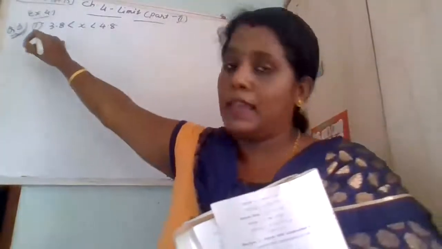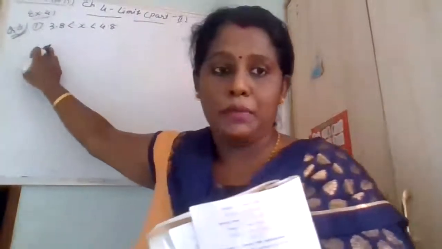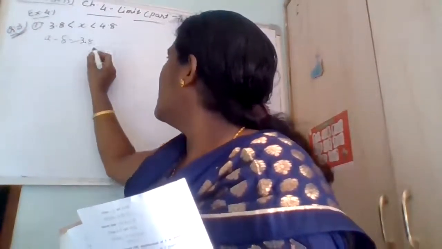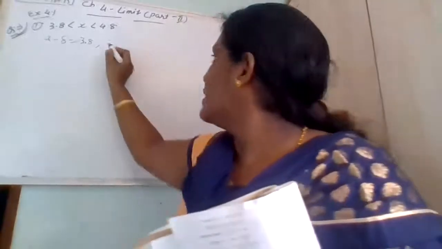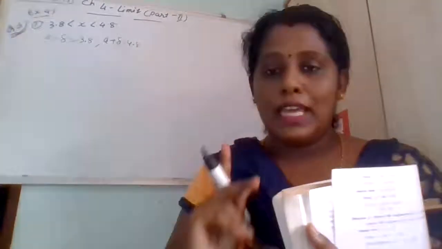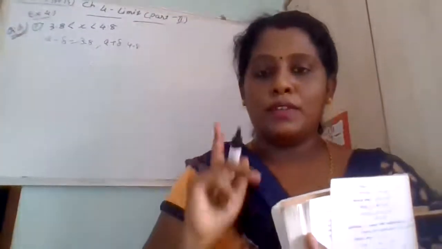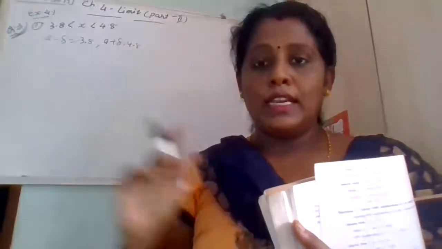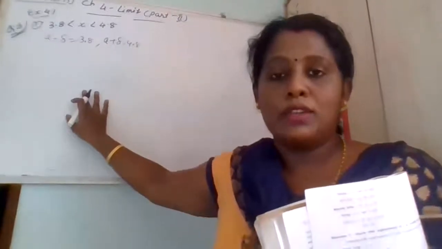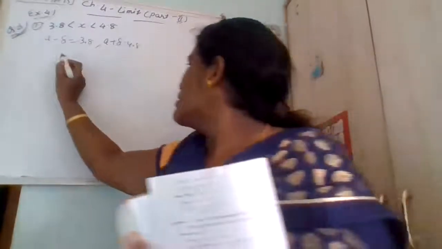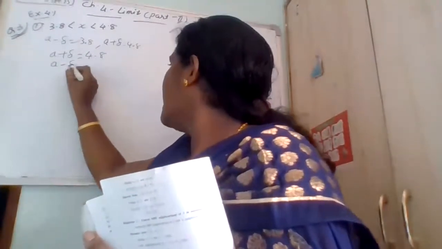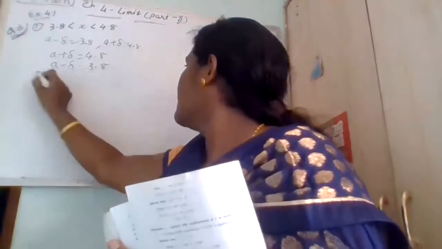So first one is a minus delta. This is the value of a minus delta, so a minus delta is 3.8 and here 4.8 is given, that is a plus delta is 4.8. With the help of these two things, what you have to find? You have to find a and delta. We have to find a and delta by using the elimination method. So a plus delta equal to 4.8 and a minus delta equal to 3.8.